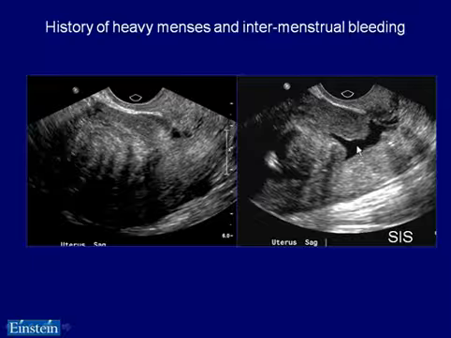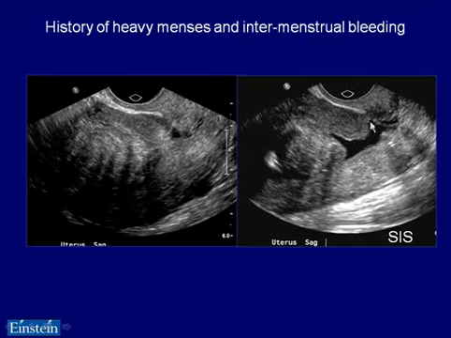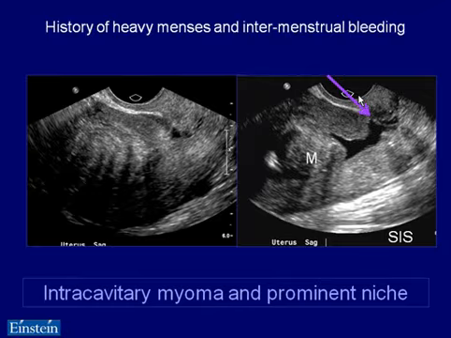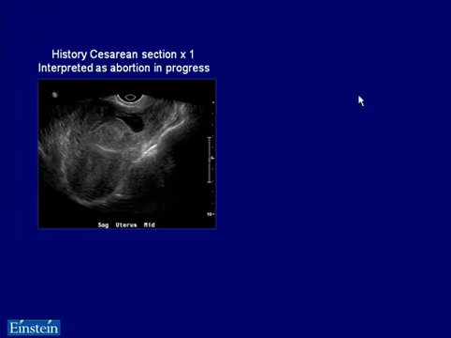In addition, the fluid outlined the little niche or the scar from the cesarean section and filled it. And you can actually see how thin the myometrium is at this point. So you can see these little niches or reservoirs on sonohysterography. Other complications can obtain in such patients.